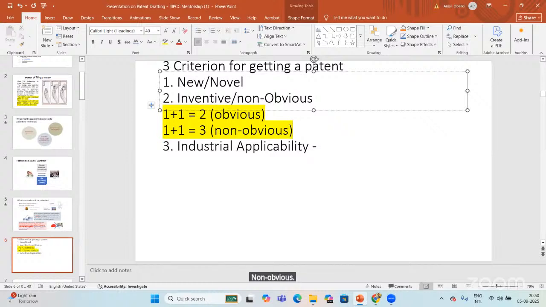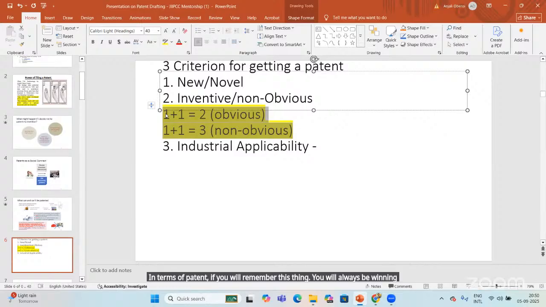So mathematically it is not possible, but in terms of patent, if you remember this, you will always be winning every stage of the patent, especially at patentability, because 1 plus 1 is equal to 2 means you are combining two known things.